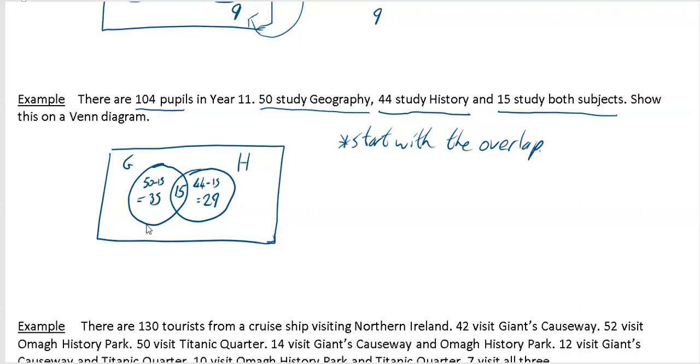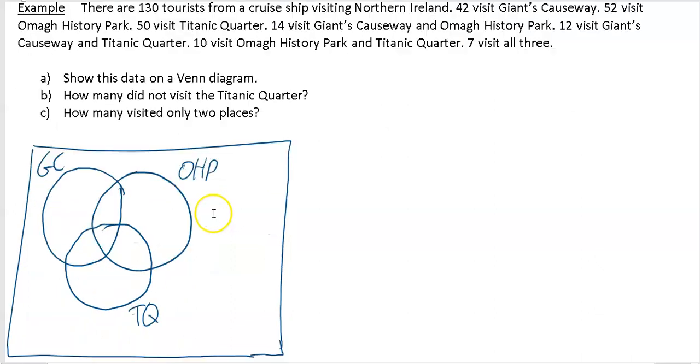Okay, the only thing we're left to find is the bit for people who aren't in geography, aren't in history, or aren't in both. So we want to find the remainder. So it's going to be 104 minus those three numbers we've now got in our circles: 35, 15 and 29. I'm just going to do that in the calculator. 104 minus 35 minus 15 minus 29 equals, and I got 25 when I punched that into the calculator. So 25.